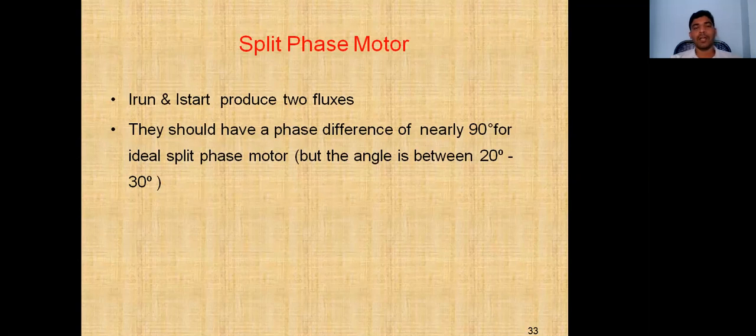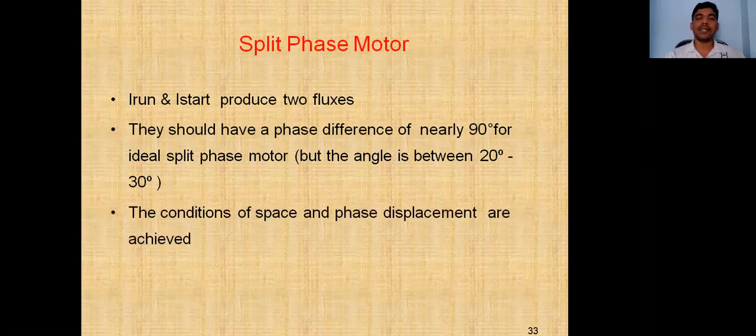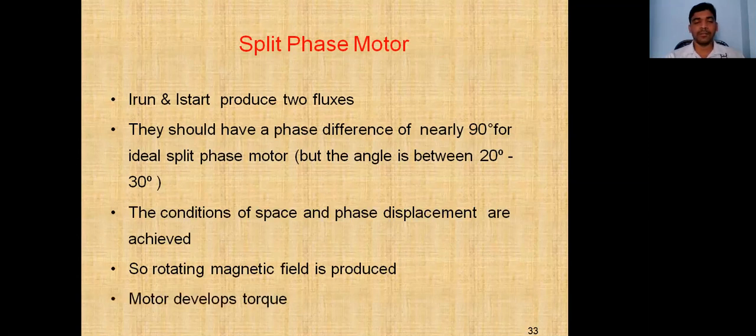So running and starting currents produce two fluxes. They should have a phase displacement of nearly 90 degrees for an ideal split phase motor, but in practice the angle is between 20 to 30 degrees. When the conditions of space and phase displacement are achieved, a rotating magnetic field is produced, and the motor develops torque.